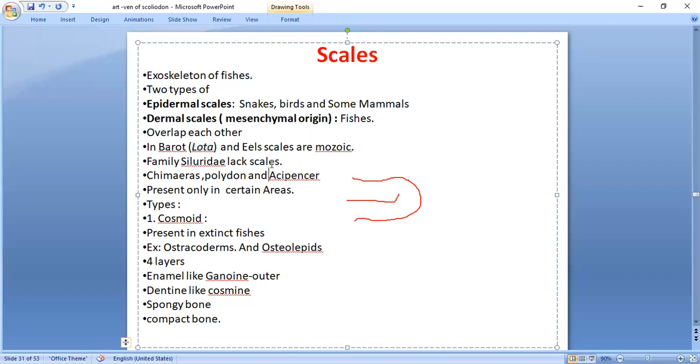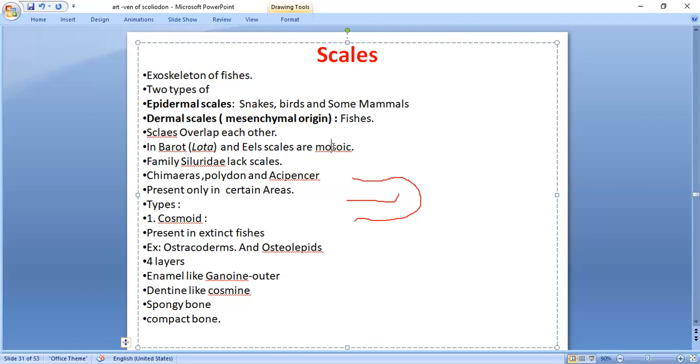And eel fishes like Anguilla, the scales are mosaic. So here, first of all, in the imbricate arrangement, the scales overlap each other. That is the overlapping or imbricate manner. Whereas in Barrow or Lota and eels, scales are mosaic.